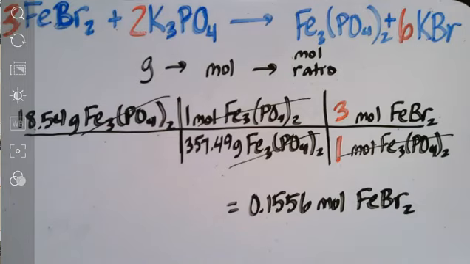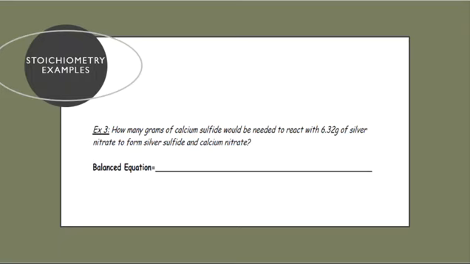Let's move on to the third example. In example 3, the problem states: how many grams of calcium sulfide would be needed to react with 6.32 grams of silver nitrate to form silver sulfide and calcium nitrate. So we can clearly see our given value is 6.32 grams of silver nitrate. So go ahead and identify that and then figure out what your value that you need to obtain is. So that's going to be grams of calcium sulfide.